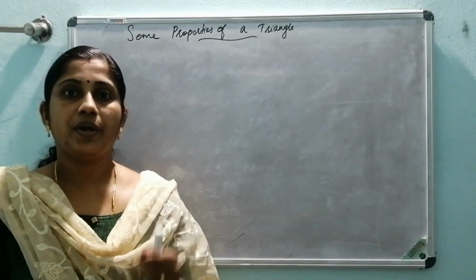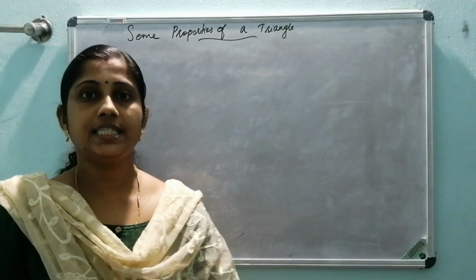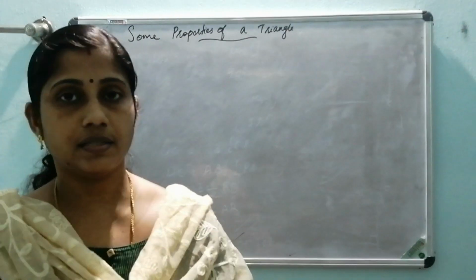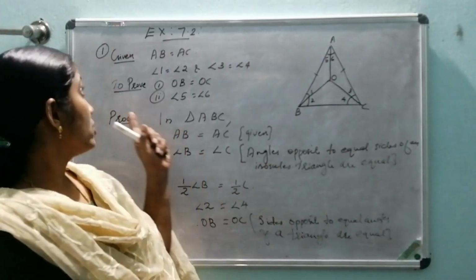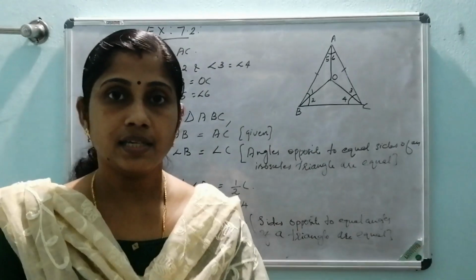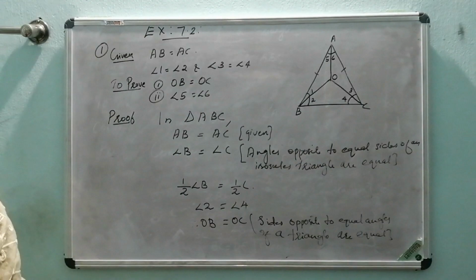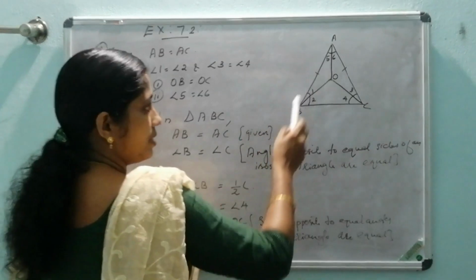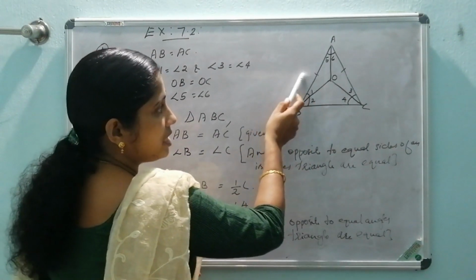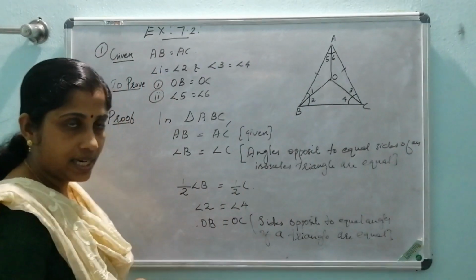Hi students, now we are continuing with our new topic, some properties of triangles. The first question of that exercise has no figure given. It is given that ABC is an isosceles triangle, so you have to draw an isosceles triangle ABC with the two sides AB and AC equal.